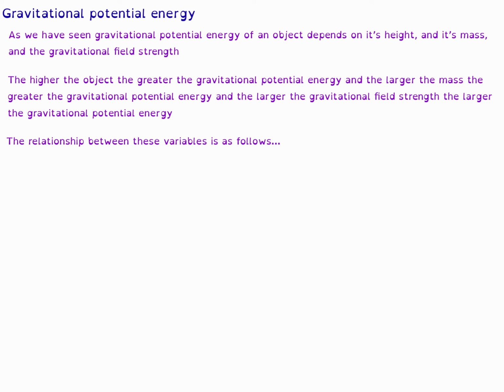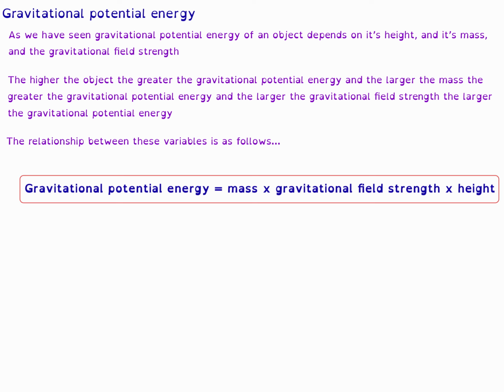The relationship between these variables is as follows. Gravitational potential energy equals the mass times the gravitational field strength times the height. Or in symbols, E subscript P, which is gravitational potential energy, equals mgh. Mass times gravitational field strength times height.